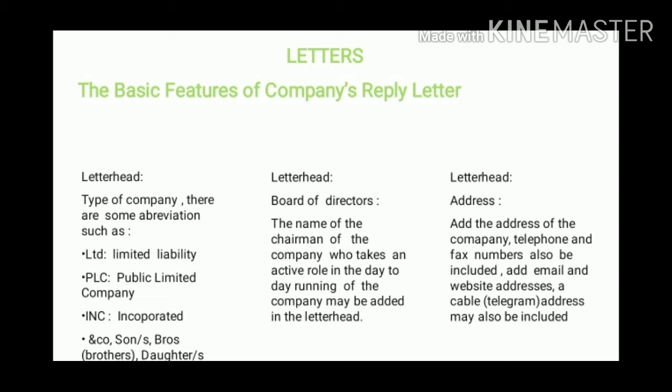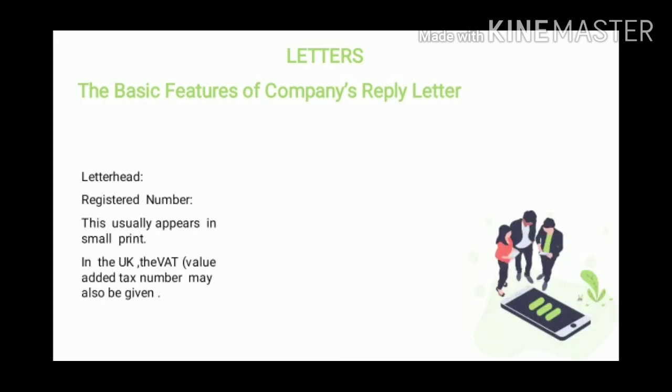In the address, you can add the address of the company. Telephone and fax numbers may also be included, and email and website addresses. A cable or telegram address may also be included. The next is register number. This usually appears in small print, sometimes with the country or city in which the company is registered. In the UK, the VAT, value added tax, number may also be given.